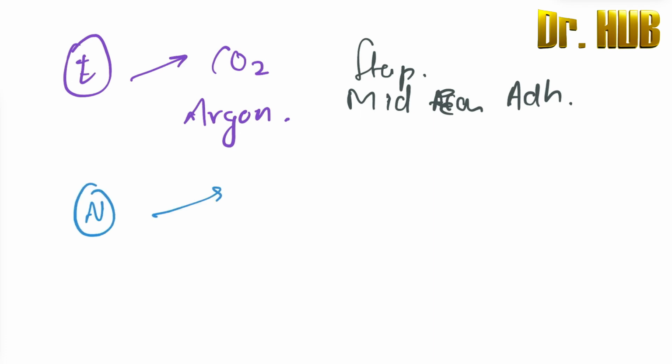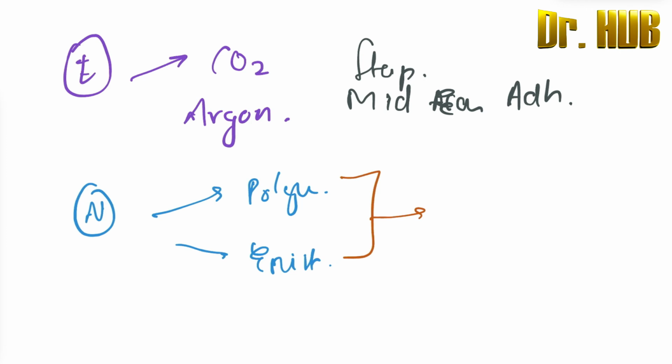Next, we look at the nose. In terms of the nose, there are conditions such as polyps as well as epistaxis. So what is the laser used in terms of polyps and epistaxis? In the nose, it is always the KTP.